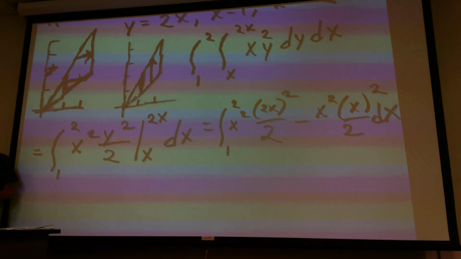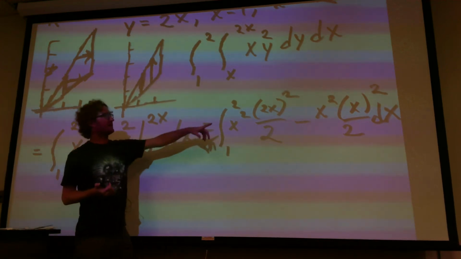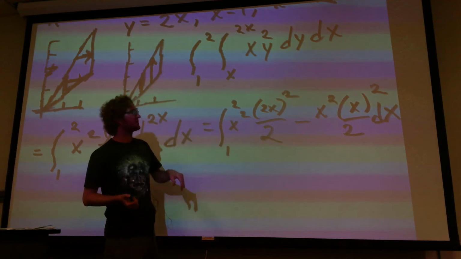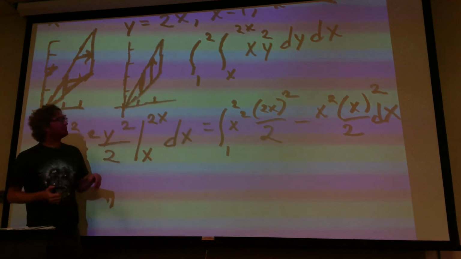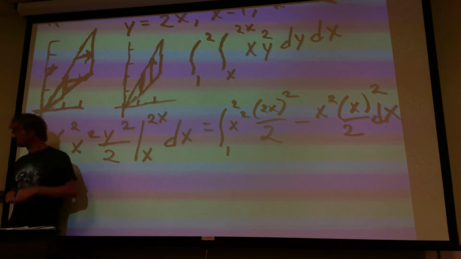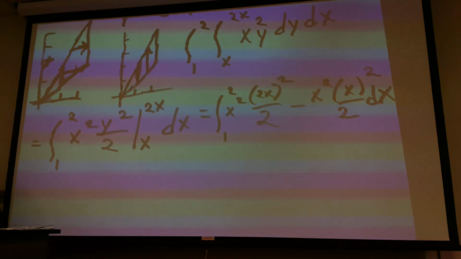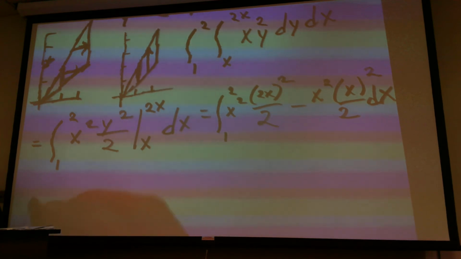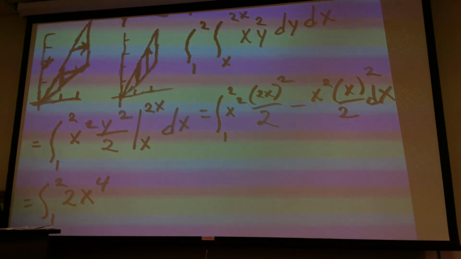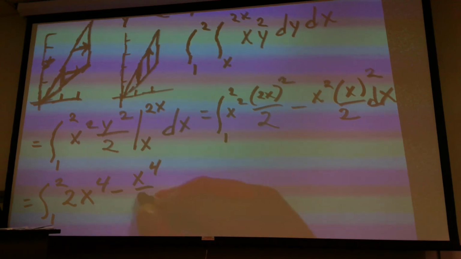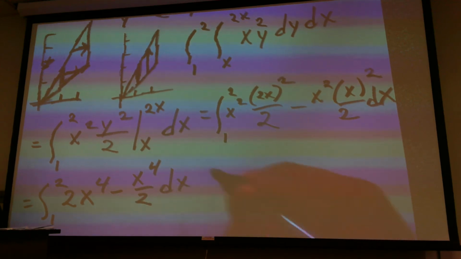If I square this, I get x squared, and x squared times x squared is x to the 4th. But if I square the 2, I get a 4, and 4 divided by 2 is 2. So that's the integral from 1 to 2 of 2x to the 4th, minus x to the 4th divided by 2, dx.